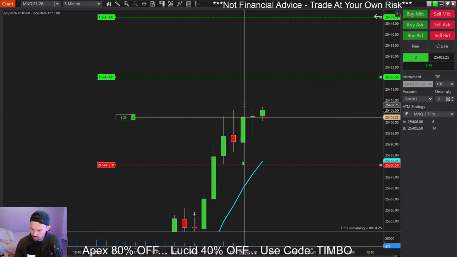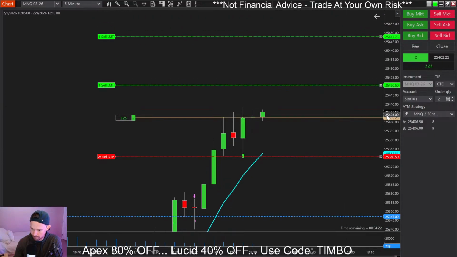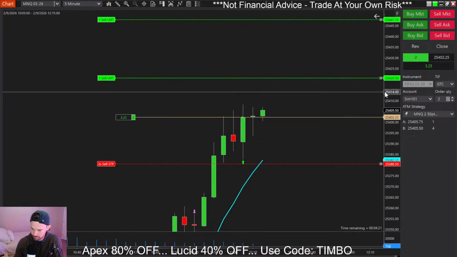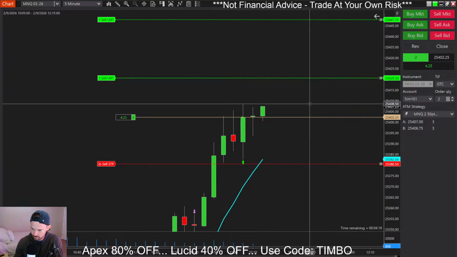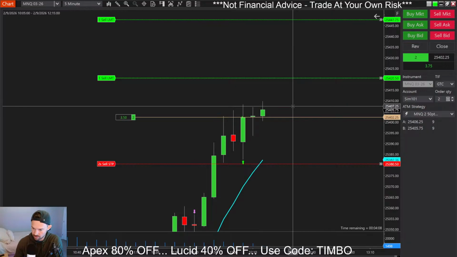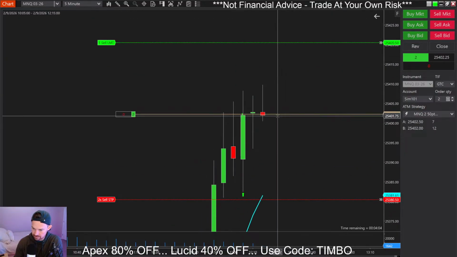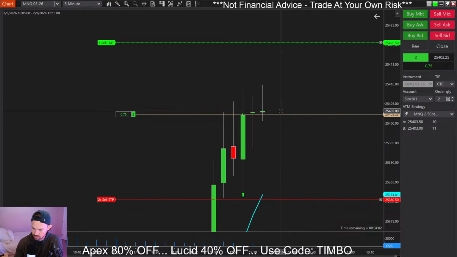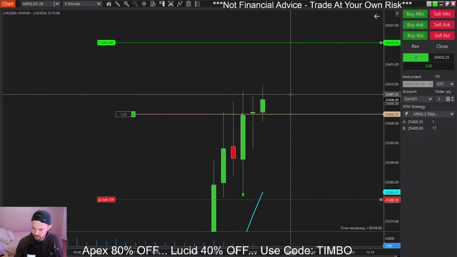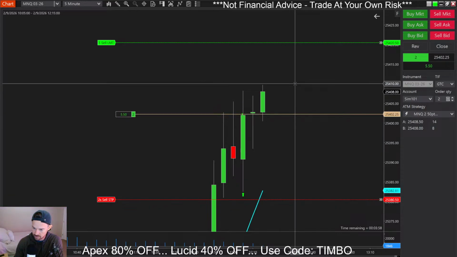Squeeze out all these shorts that are trying to pick a top. There we go, there's a new high. Can we accelerate through the high now? Come on, one last good push here. Don't like that wick. Come on. There we go. Come on.